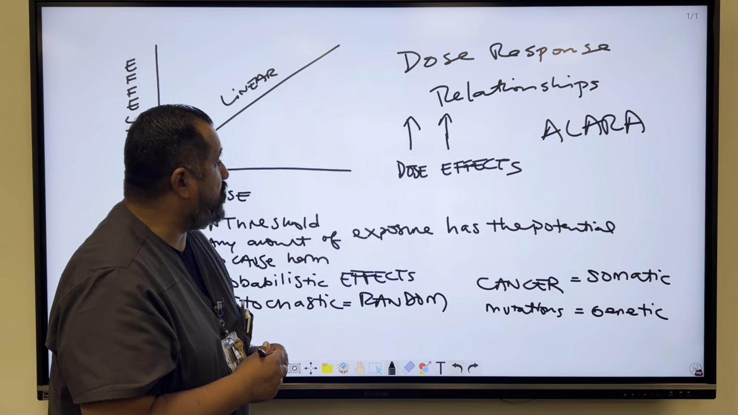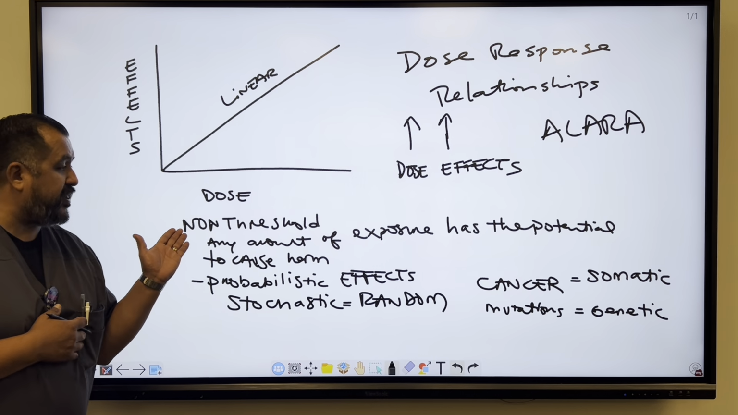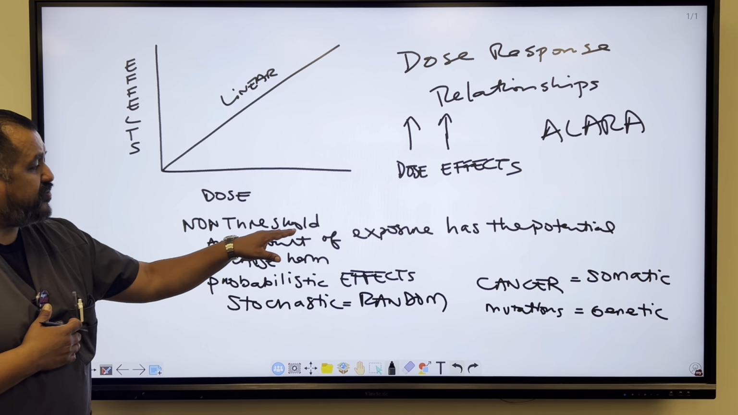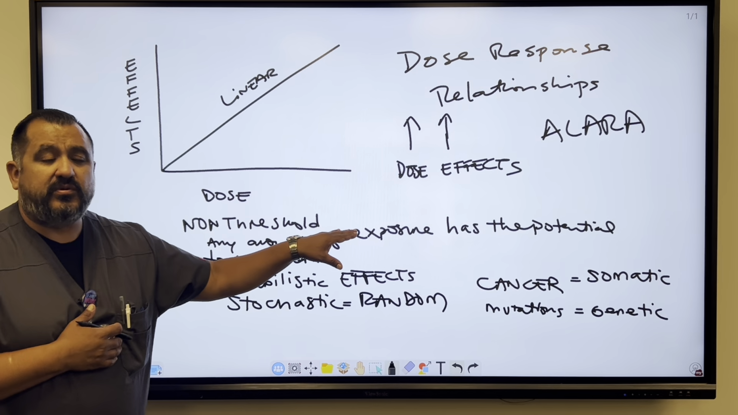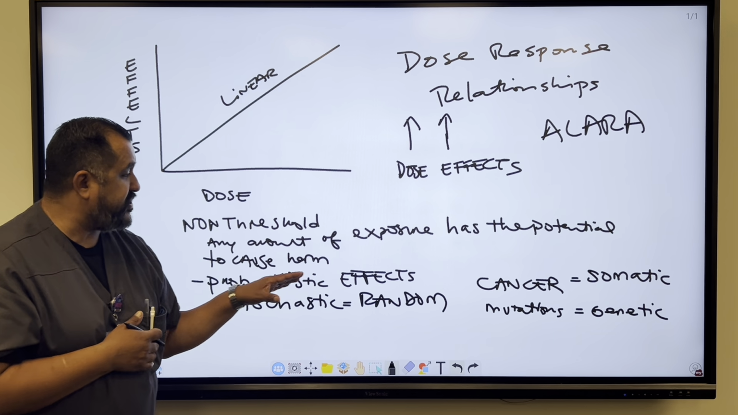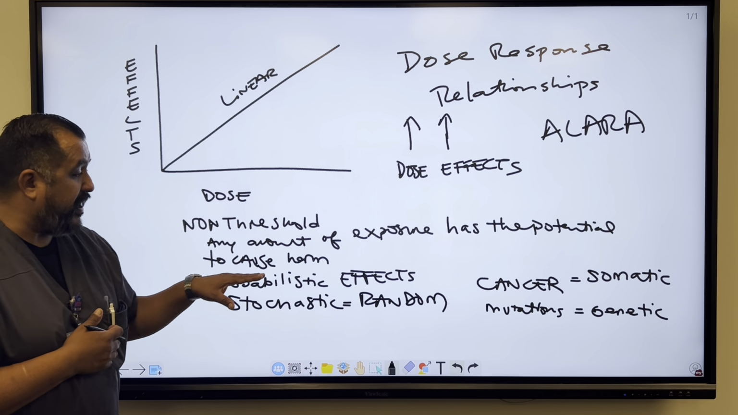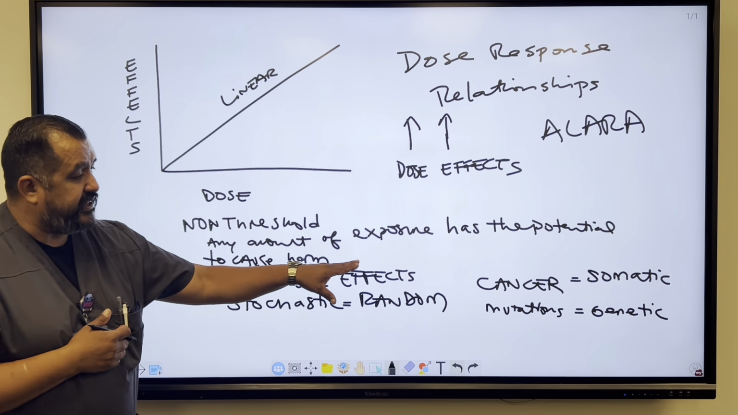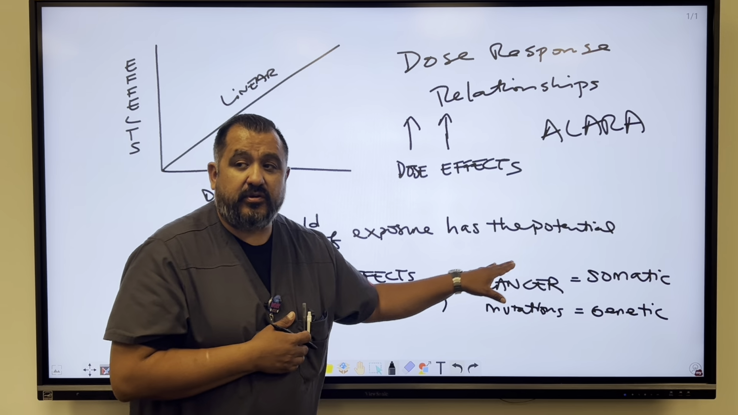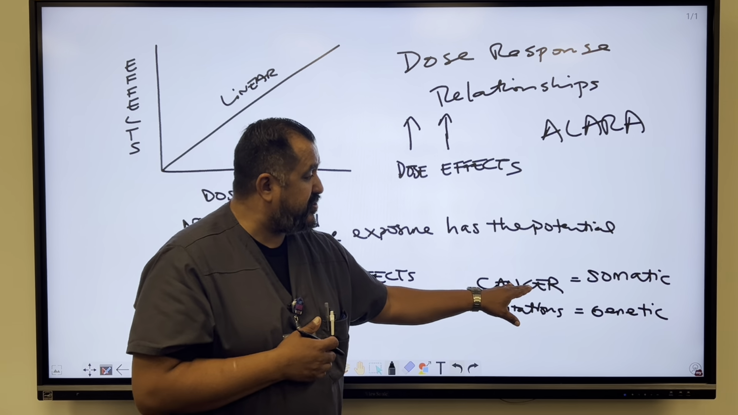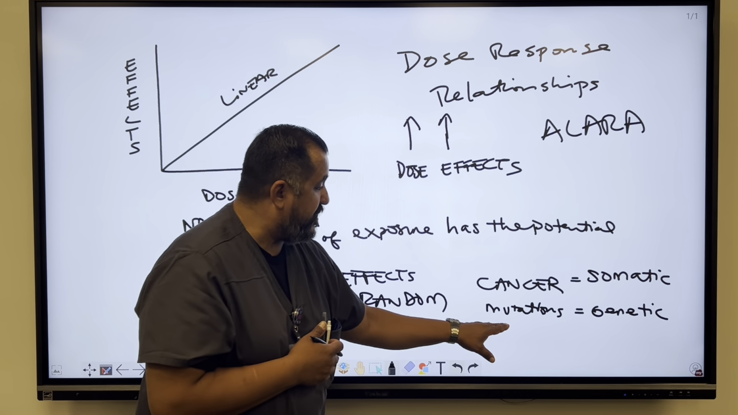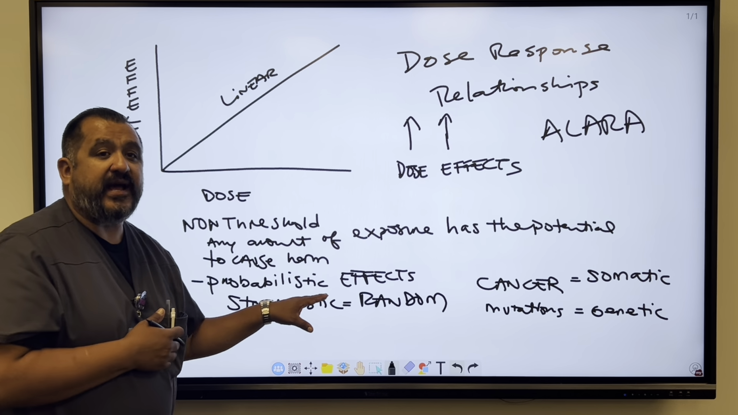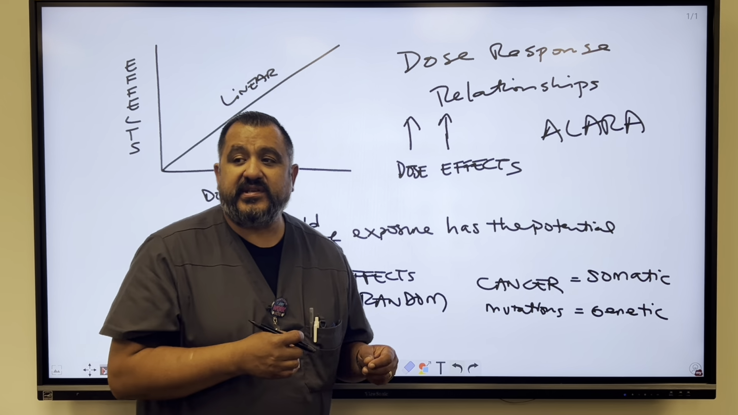All right, so take a look where we're at. We're with non-threshold. And again, you guys, I work off key terms. So non-threshold means any amount, any minuscule, minimal amount of exposure, has the potential to cause harm or biological effects. These are known as probabilistic effects. And the biggest effects are going to be cancer and mutations. So cancer, again, was somatic, and mutations are going to be genetic. So they're, again, stochastic.